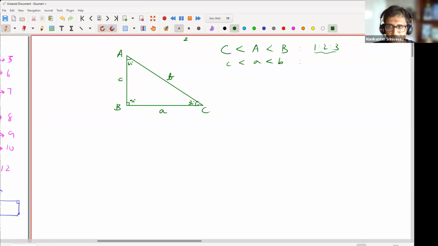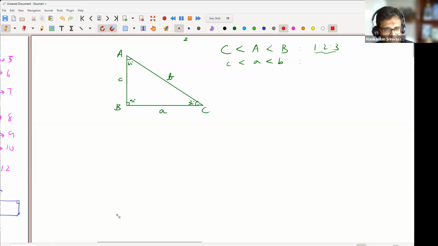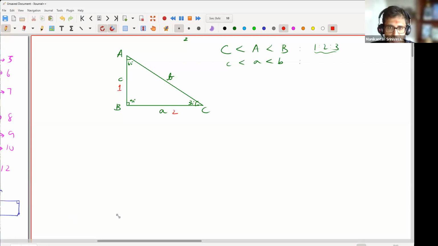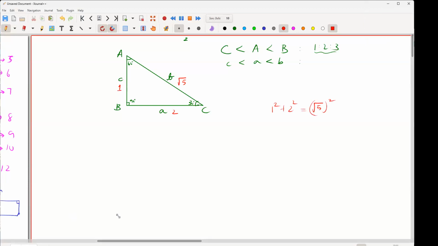Does anyone know the ratio of the sides in a 30, 60, 90 triangle? It's 1:2:√5. No, but you were close. Okay, so basically he was saying this is 1 unit, this is 2 units, and this is √5 units. At least it follows the Pythagorean thing, right? 1 square plus 2 square is √5 square. That's why he called it √5.